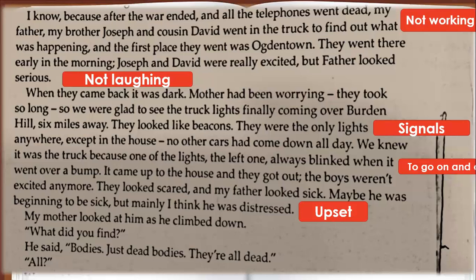Okay, so in these two paragraphs, the narrator told us about what happened to Ogden Town. I know because after the war ended and all the telephones went dead. What do you mean by the telephones went dead?